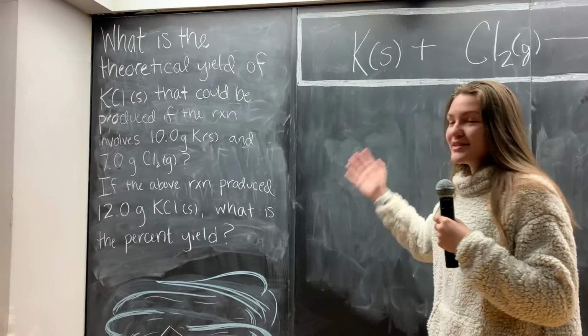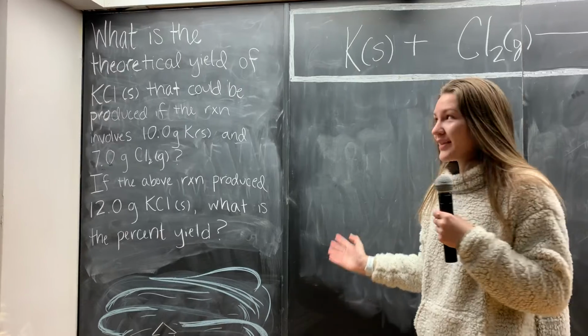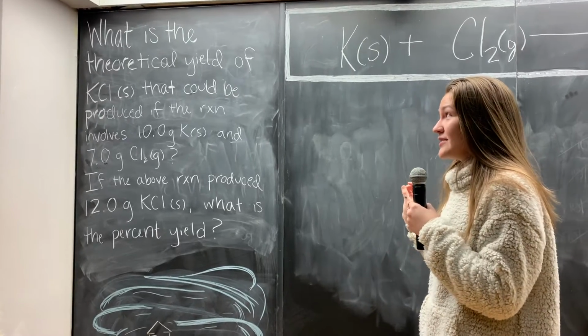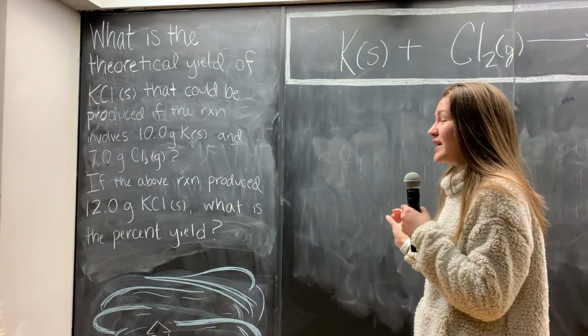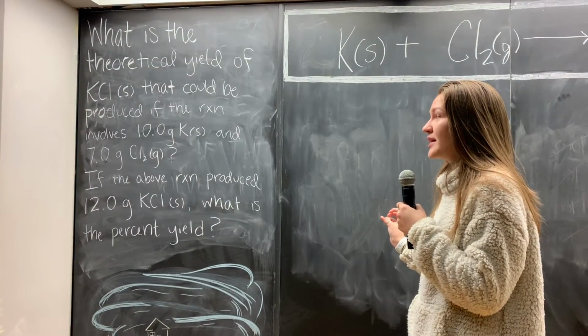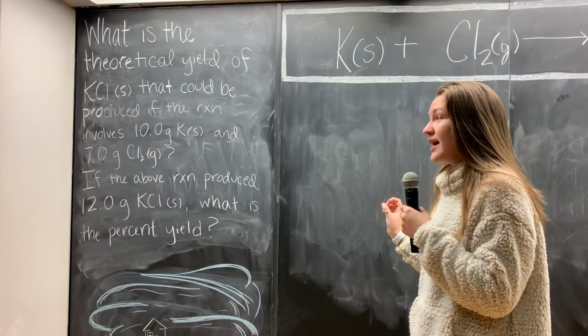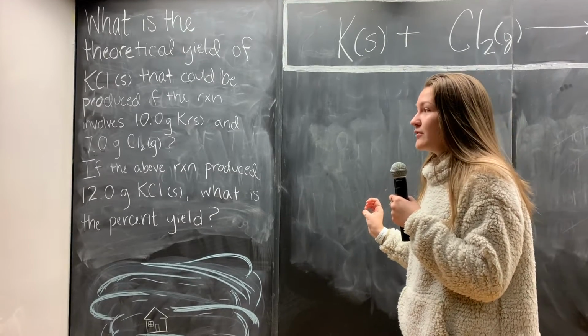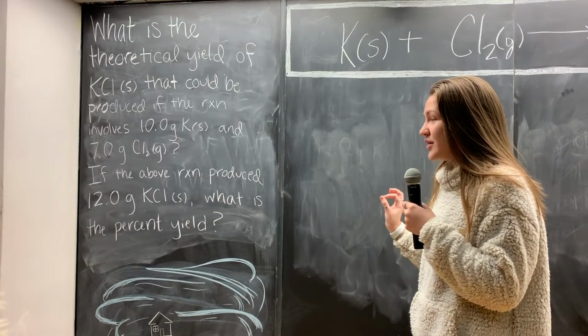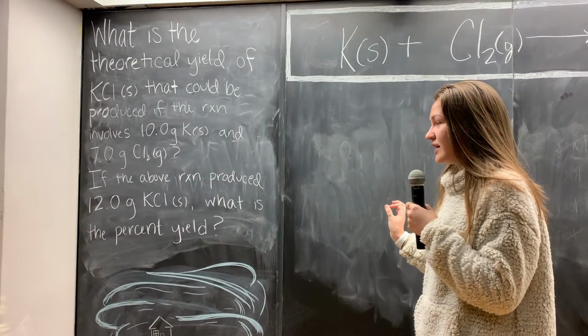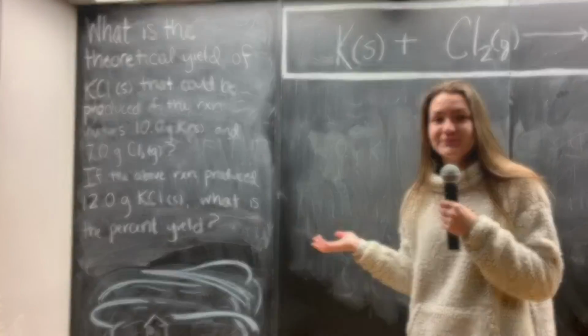So this is the question that we're being faced with. It reads, what is the theoretical yield of KCl solid that could be produced if the reaction involves 10.0 grams of potassium solid and 7.0 grams of chlorine gas? If the reaction above produced 12.0 grams of KCl solid, what is the percent yield?